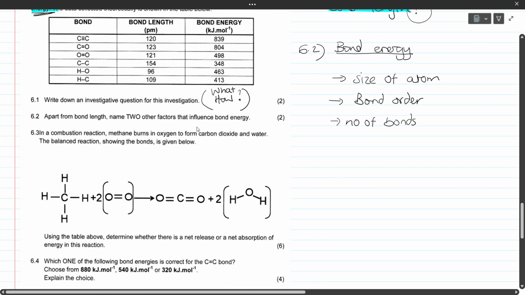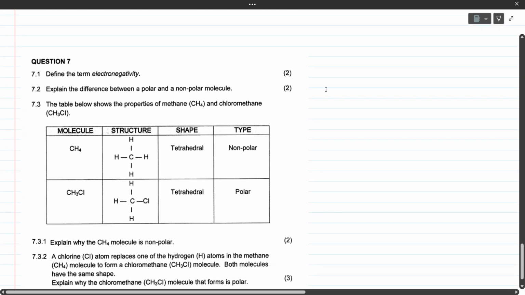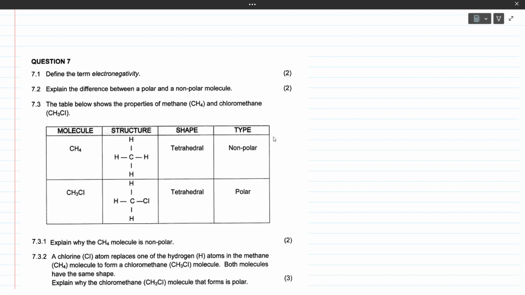So the next part, 6.3, we haven't done this yet. This should be next term's work. So we're going to just exclude that. We're going to move on to this other question down here, and we're going to answer this. So again, if you want to take the time to pause the video, answer the question, and then you can go through the answers as we go through it, that is fine.